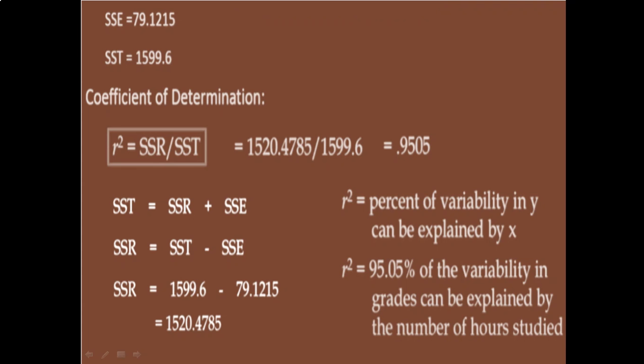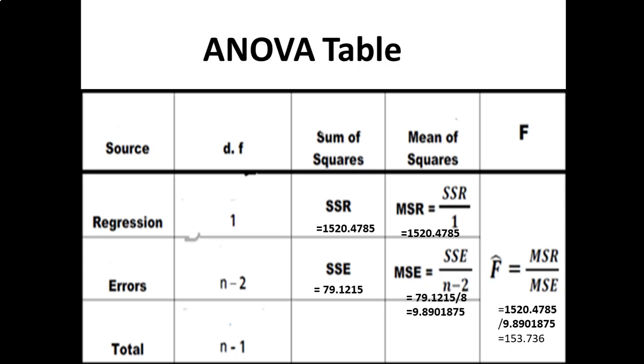So we can find the Anova table by substituting all of the sums of squares, SSE, SSR. I'm finding MSR, MSE. This table is very important also. Please study it hard.